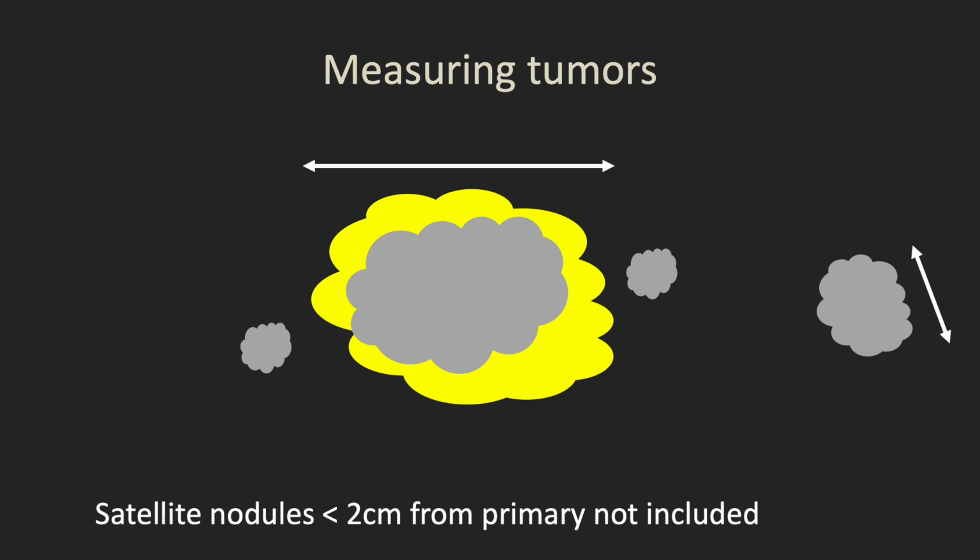The tumor measurements usually come off ultrasound or MRI, sometimes off mammography, but you should always use the maximum dimension. If it's by ultrasound, they should include the echogenic halo around a tumor. We don't include satellite nodules that are within 2 centimeters from a primary tumor, but we do separately measure nodules that are more than 2 centimeters from the tumor.